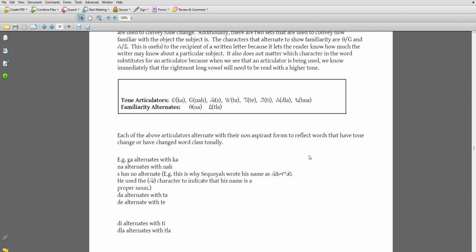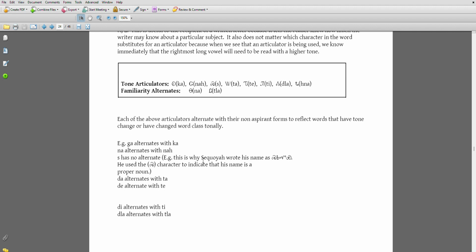Each of the above articulators alternate with their non-aspirant forms to reflect words that have tone change or have changed word class tonally. So for example, ga alternates with ka, na alternates with na, s has no alternate. This is why Sequoyah wrote his name as Sequoyah. He used the s character to indicate that his name is a proper noun. Da alternates with ta, de alternates with te, d alternates with t, dla alternates with tla.